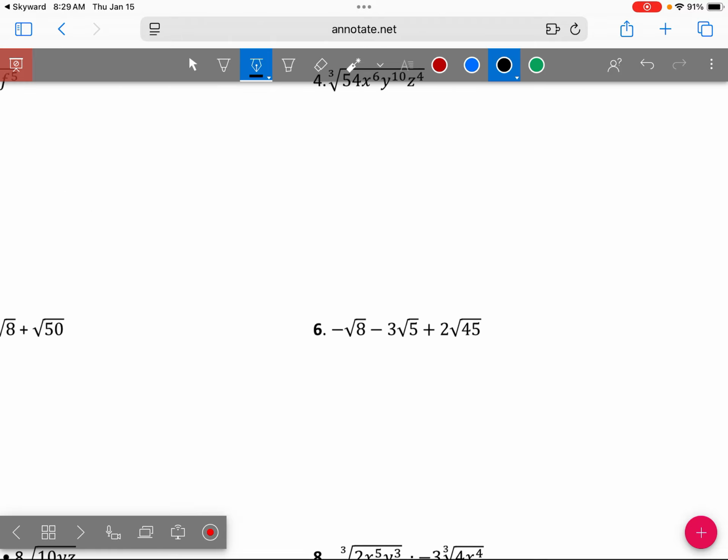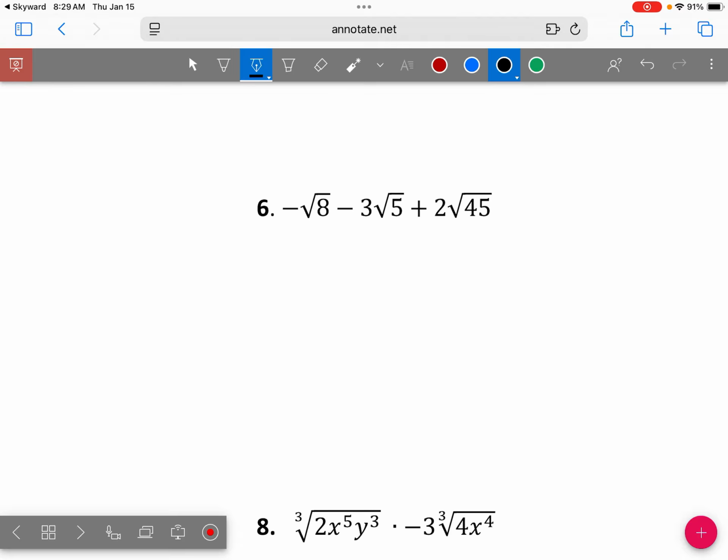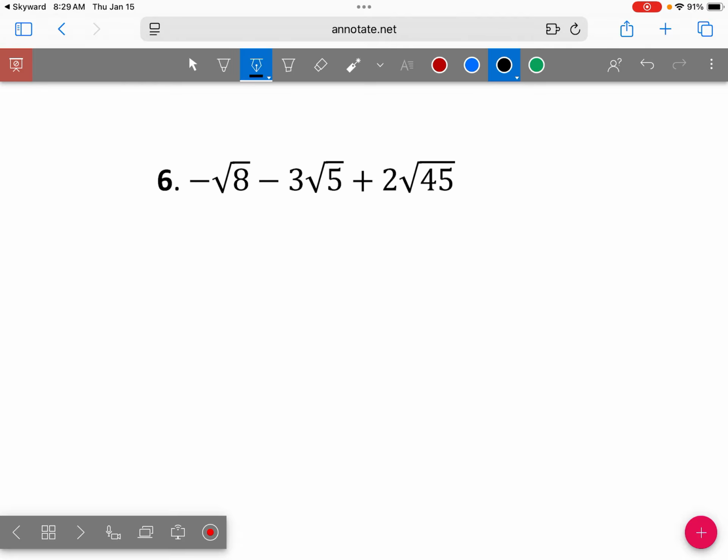All right, let's look at number 6. This one is already done because it has a 5. We can't take anything out of 5 because 5 is one of our prime numbers. But we can build a cake with the 8 and with the 45. So go ahead, build your cake with 8 and 45.